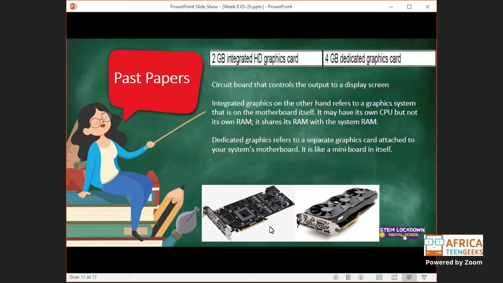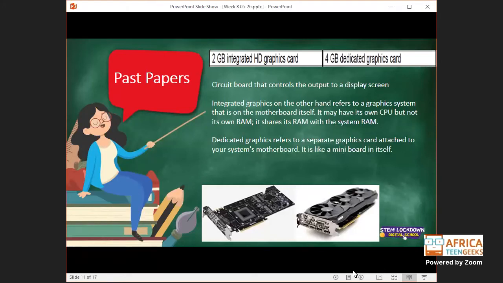Okay, so you can see there easily at the bottom, especially on the left-hand side. And sometimes you get your CPU added there, or otherwise they've got other components there. Not all of them look exactly the same. Okay, so an integrated graphics card refers to a graphics system that is on the motherboard itself. It may have its own CPU, but not its own RAM. So dedicated means it's got its own RAM, where integrated means it is sharing the other RAM that you've got on your system. So it shares RAM with the system RAM.